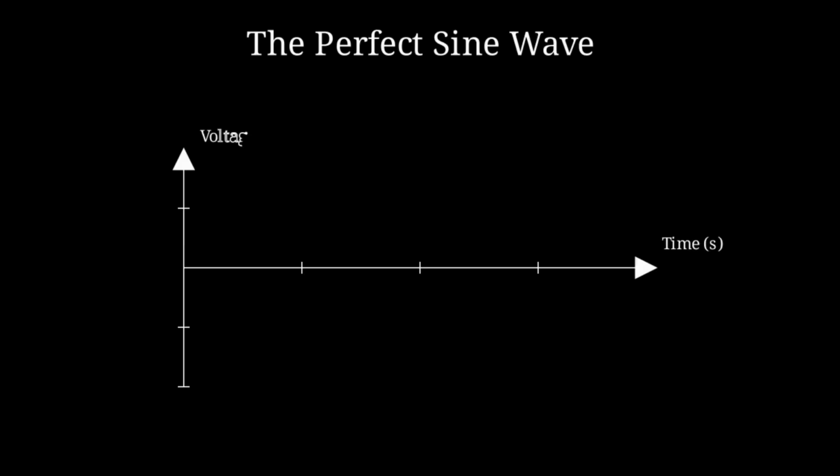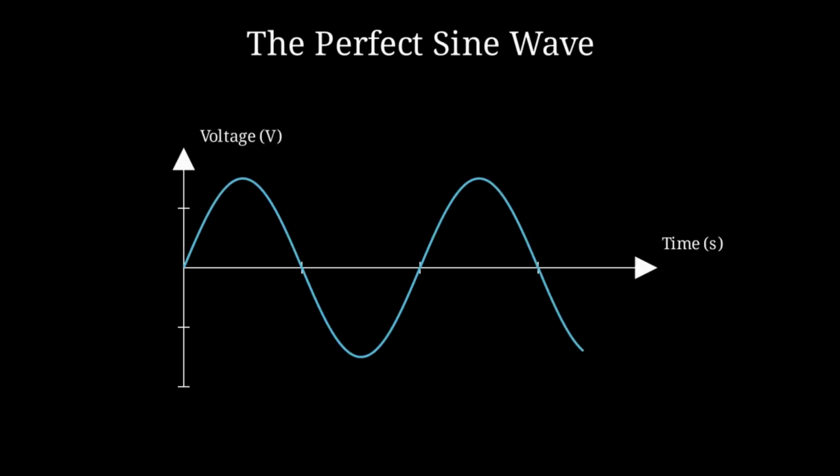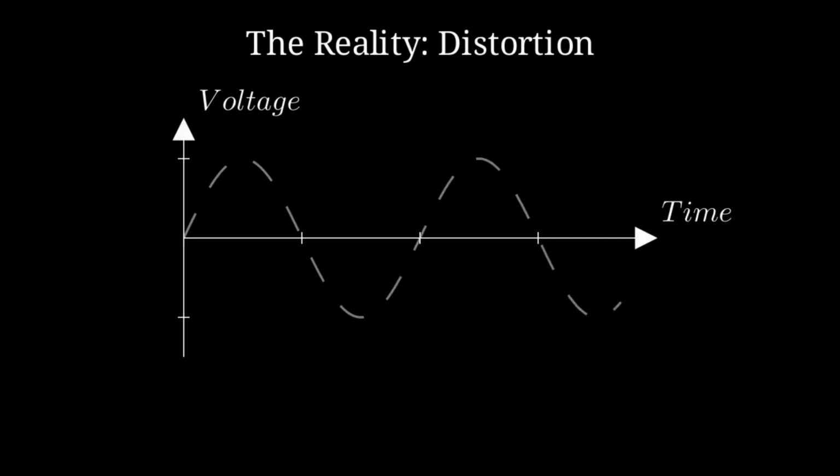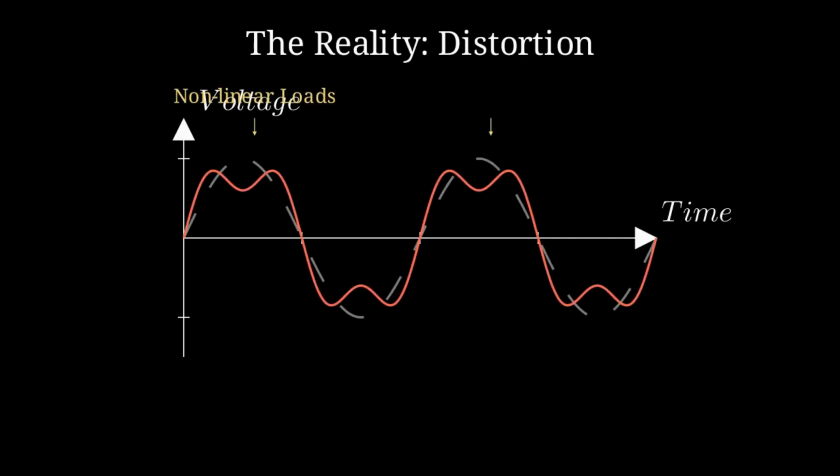In an ideal alternating current system, voltage and current follow a smooth, periodic sine wave. This fundamental frequency, typically 50 or 60 Hz, represents perfect power quality where energy flows efficiently to all connected electrical loads. However, modern electronics like LED lights, computers, and variable speed drives draw current in short pulses. This creates nonlinear loads that distort the original waveform, turning our smooth sine wave into a complex, jagged shape.